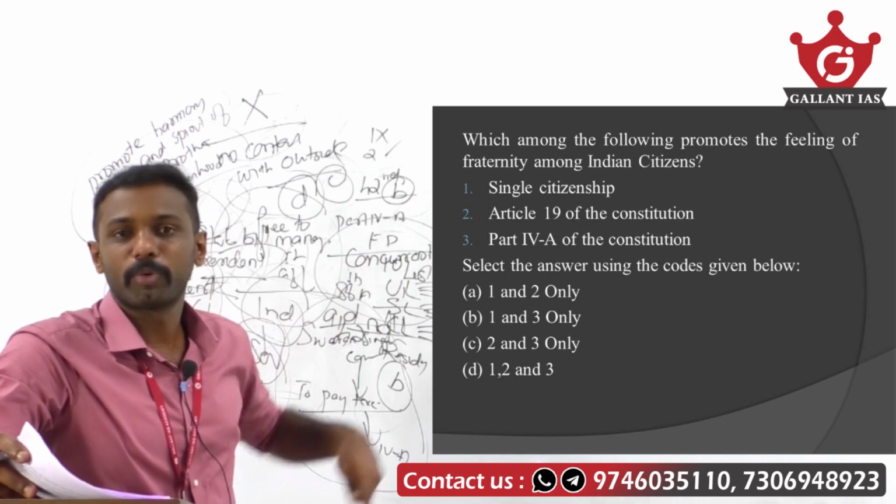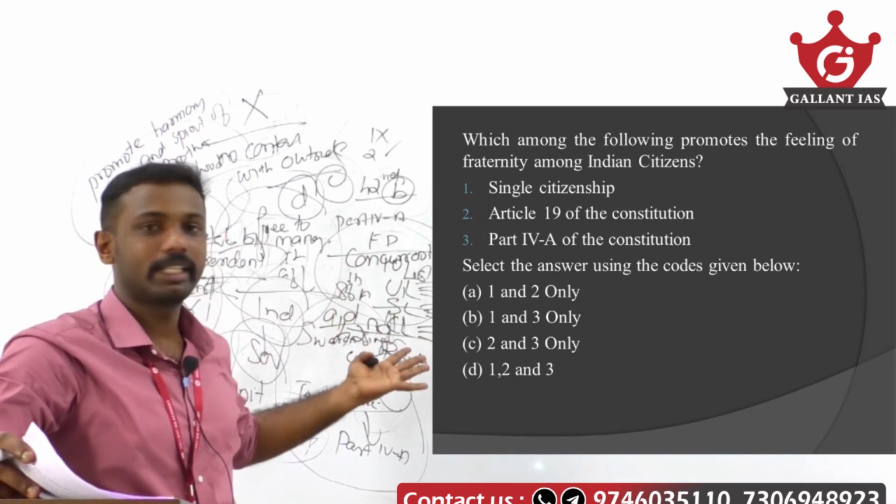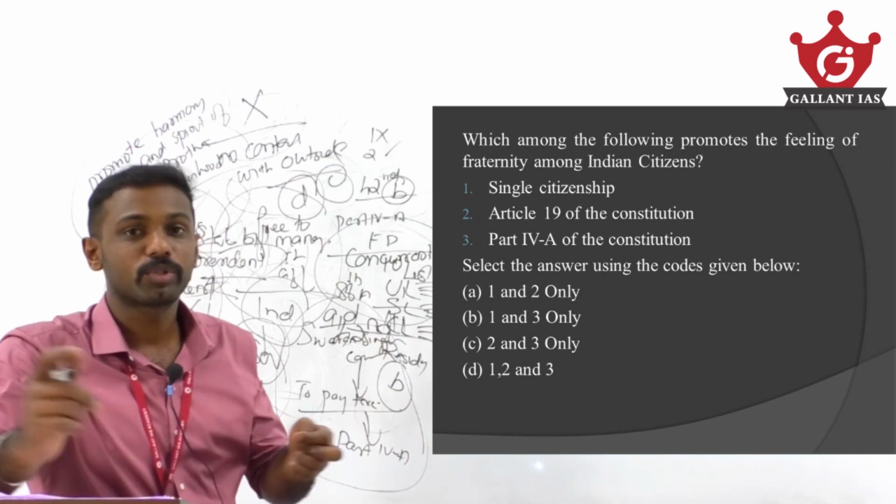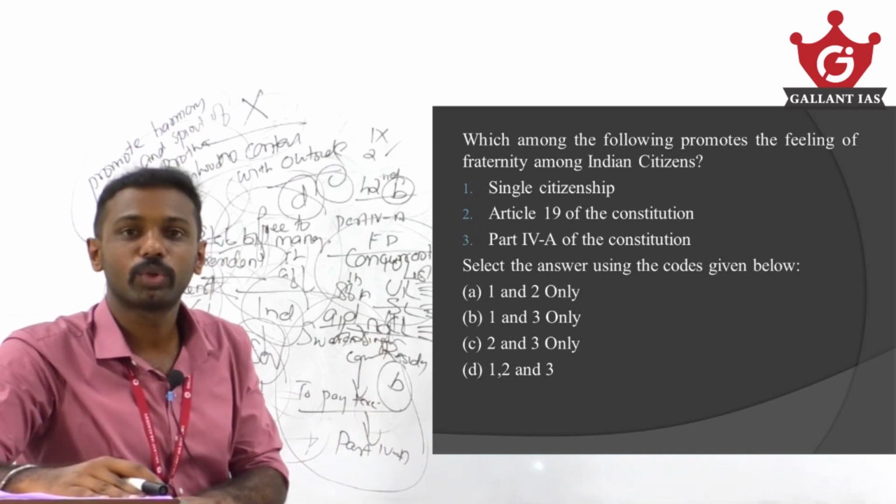So all these provisions, that is single citizenship, Article 19 and Part 4A, promote what? A sense of brotherhood among people. So the answer should be option D, that is 1, 2 and 3.